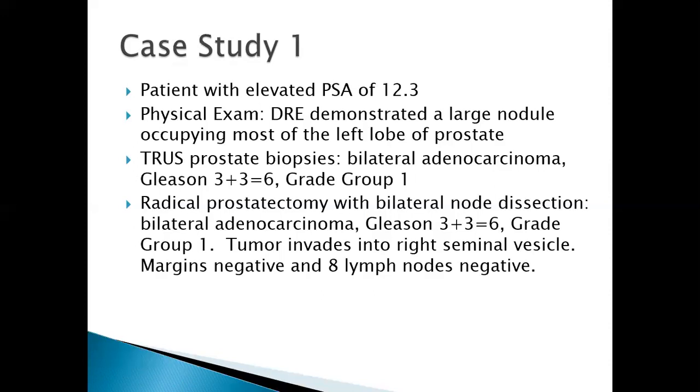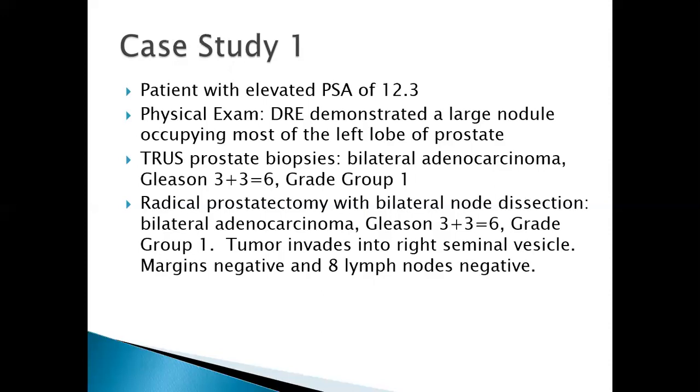Now, some pathologists might give you that grade group, some might not. So you might have to figure it out yourself. You would go to that grade group table and just figure it out yourself, all right? Patient went on to have a radical prostatectomy with bilateral node dissection, which once again showed the bilateral adenocarcinoma.